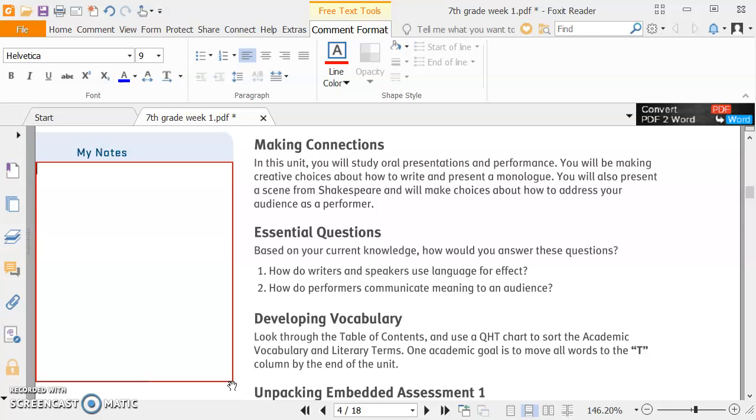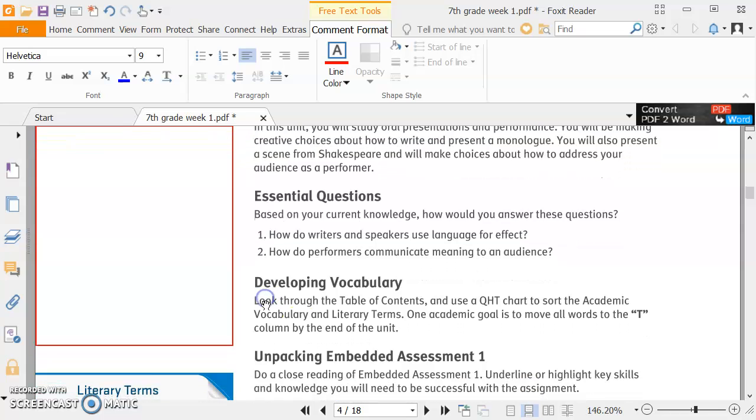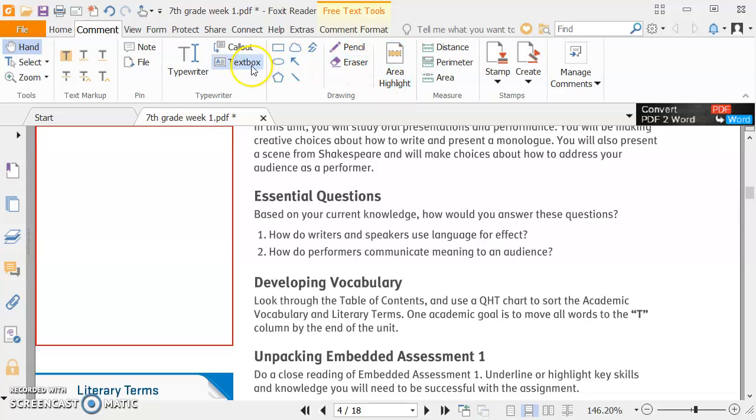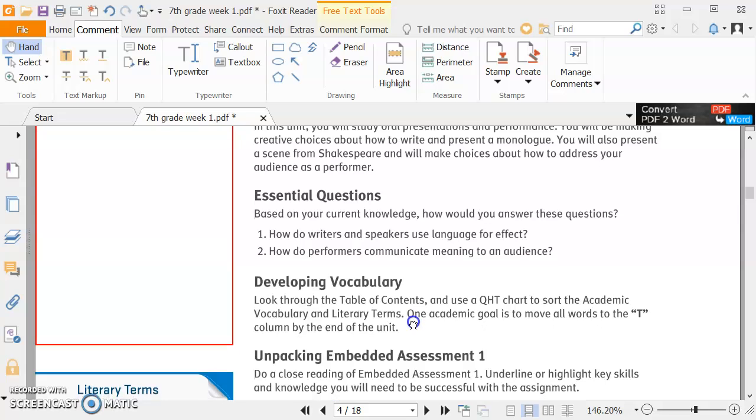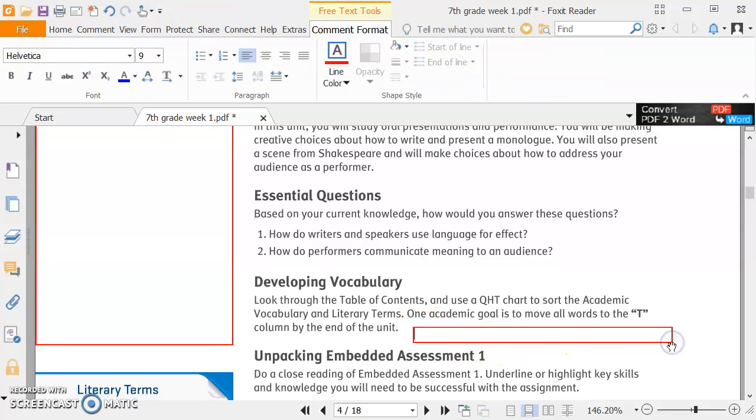Now, after you are done answering those 2 questions, the next thing is developing vocabulary. It says, look through the table of contents and use a QHT chart to sort the academic vocabulary and literary terms. One academic goal is to move all the words to the T column by the end of the unit. So in case you don't remember what a QHT chart is, I'm going to go ahead and put a text box here to remind you what each of those letters stands for.